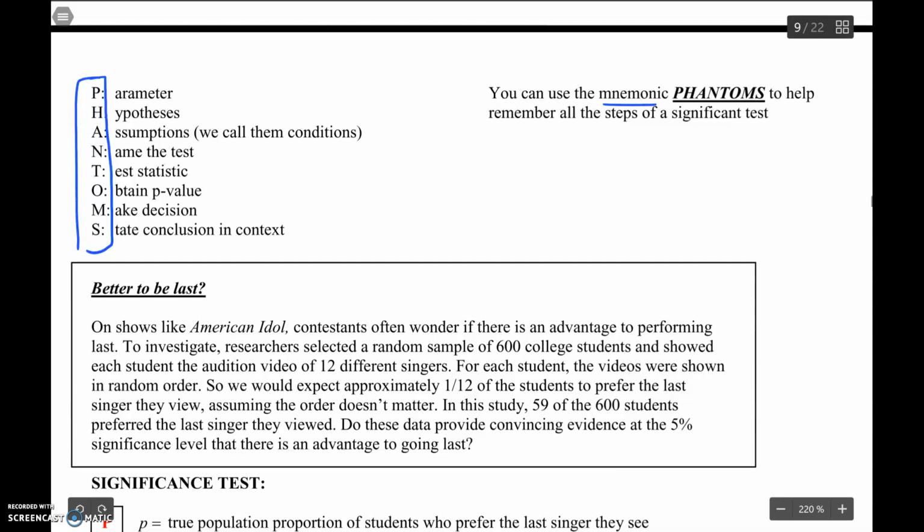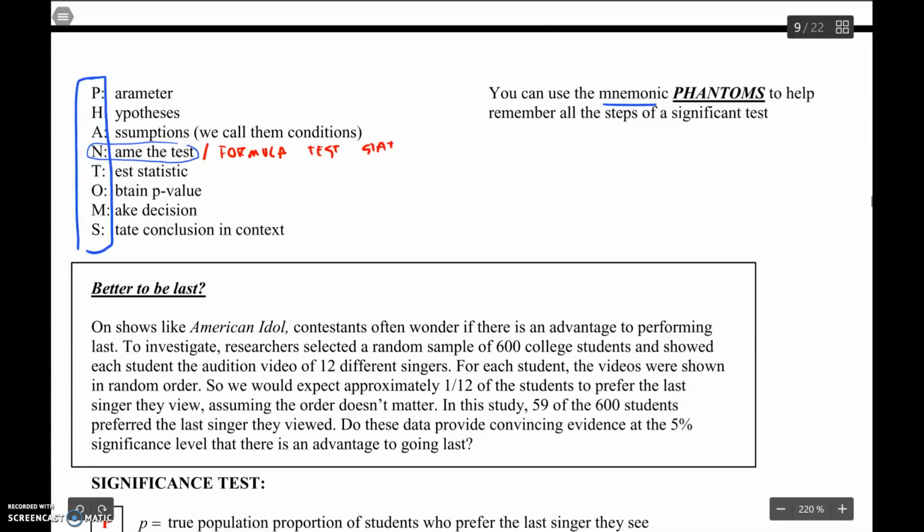P, define the parameter of interest. H, set up your hypotheses, null and alternate. A, check the assumptions and conditions. N, name the test. Now on the AP test, we're going to name it, or we're going to put down the formula for the test statistic.